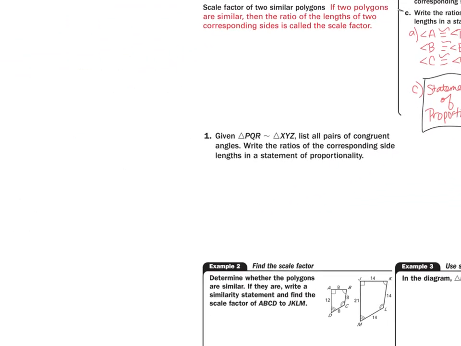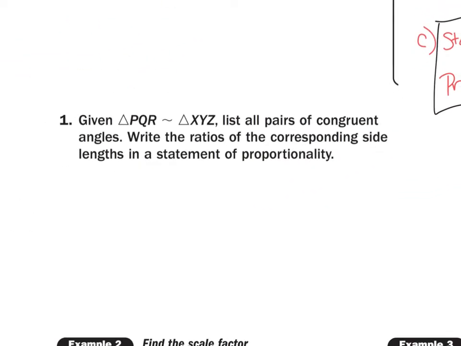All right, let's go ahead and move on. So this one is a very similar problem. They want you to list all the pairs of congruent angles and then write their ratios of corresponding side lengths in a statement of proportionality, which is what we just did. So here's the thing. They don't give you the pictures. You have to see it just from the similarity statement. And we've done this before with congruent triangles, so it's nothing new. It's just a little different.